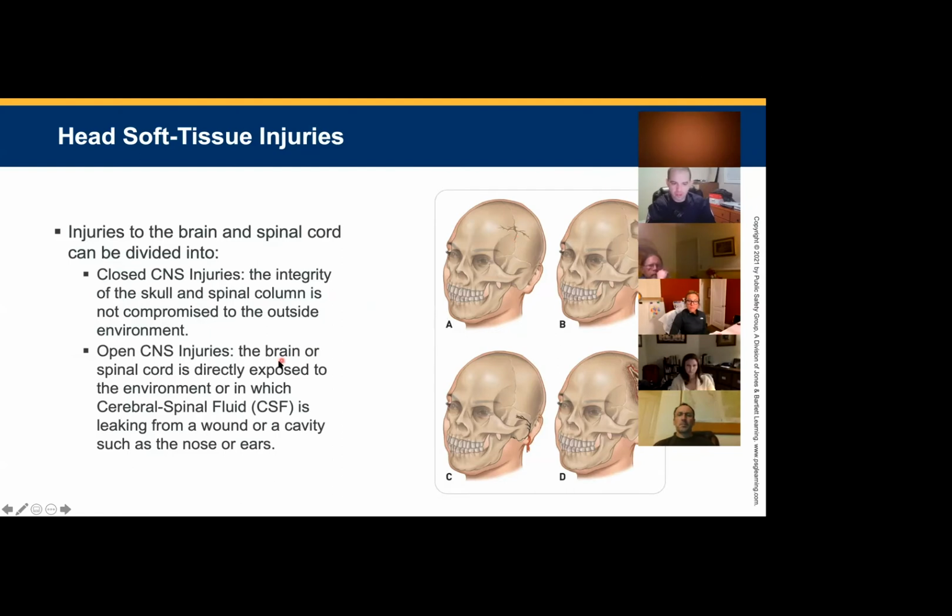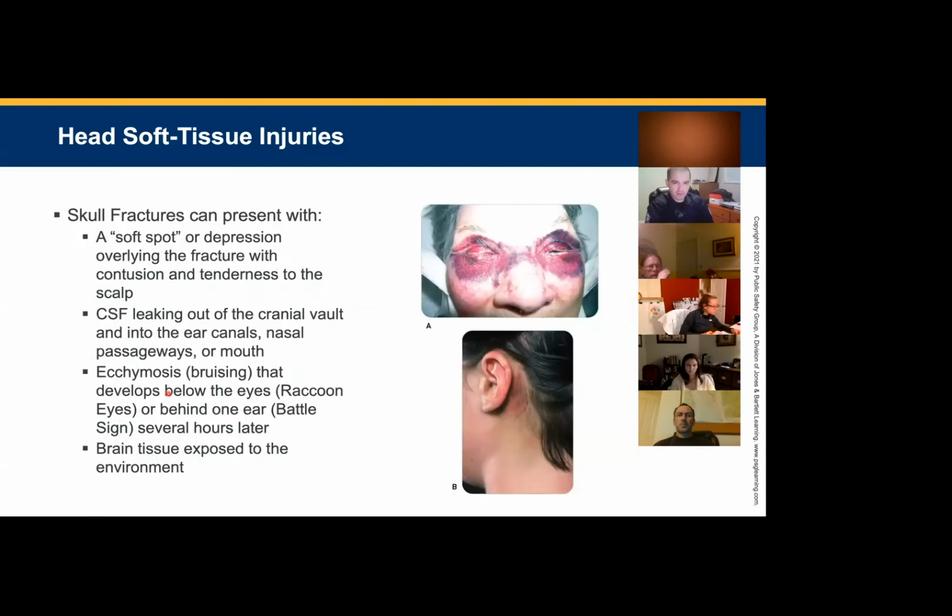The problem with open injuries is that blood and CSF can leak out. Also, it can cause exposure to the environment, which can cause infection. So skull fractures oftentimes can be felt, or can be present with a soft spot or depression overlying the fracture, with contusion and tenderness of the scalp. This is pretty crazy to feel.